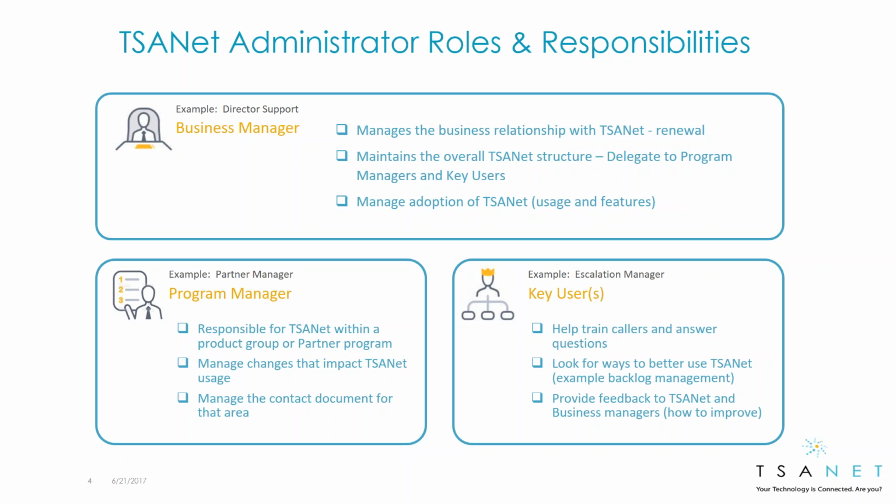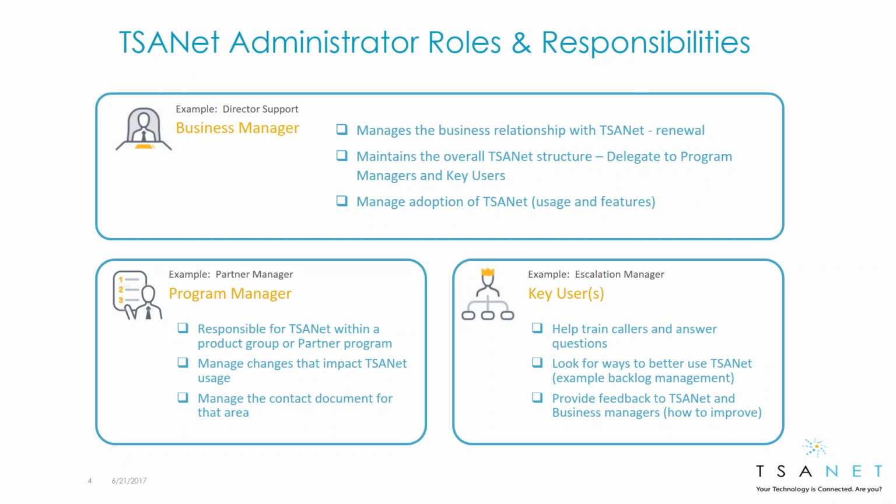And then we've got what we call key users, and those could be typically escalation people. Another way to put it would be, these would be the people that the engineers would typically go to. Hey, I got a problem that involves this other vendor. How should I handle that? Those would be the people that would train other engineers on, this is how you use TSANet, this is how you can get a hold of them, this is how we collaborate.